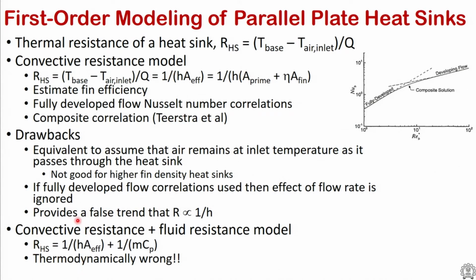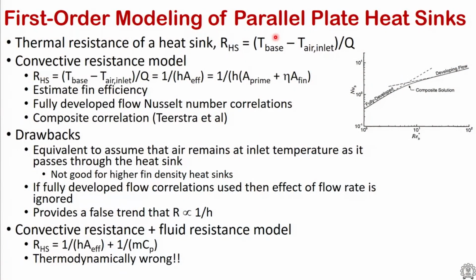The second one that is sometimes used is the so-called fluid resistance, where one describes thermal resistance as 1 by HA effective plus 1 by m dot Cp. m dot is the mass flow rate and Cp is the specific heat capacity of the fluid. Thermodynamically, 1 by m dot Cp is not a resistance, because m dot Cp times delta T, which is outlet mean temperature minus inlet mean temperature, is equal to the power. It is the effect, it is not the cause. So it is actually not driving the heat transfer.